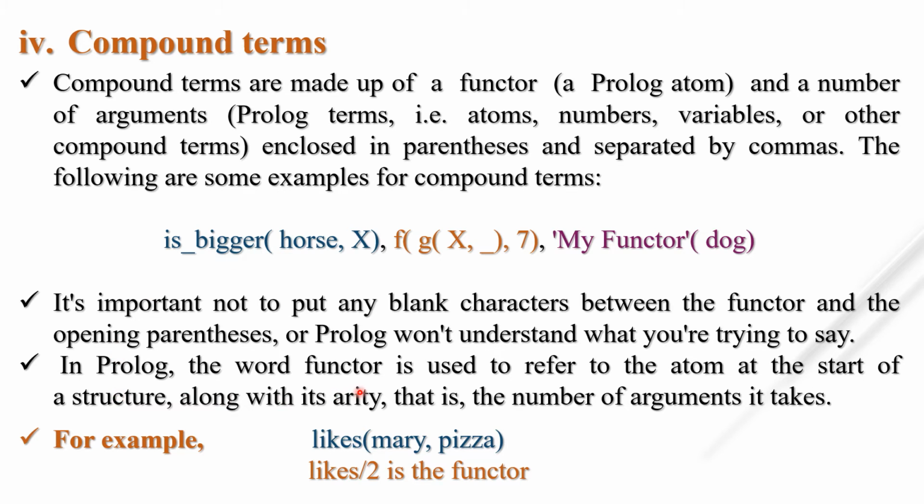So in Prolog, the word functor is used to refer to the atom at the start of a structure along with its arity, that is the number of arguments it takes. For example, if I write likes(mary, pizza), we can read this as Mary likes pizza. Here, likes is a functor which has two arguments. So this is known as a functor. A functor has one parameter, that is the number of arguments used in the likes functor.